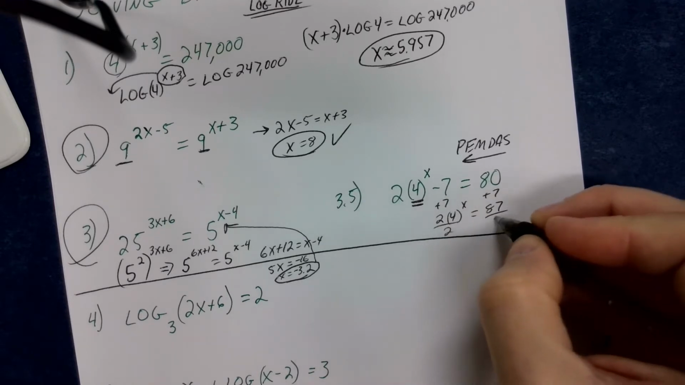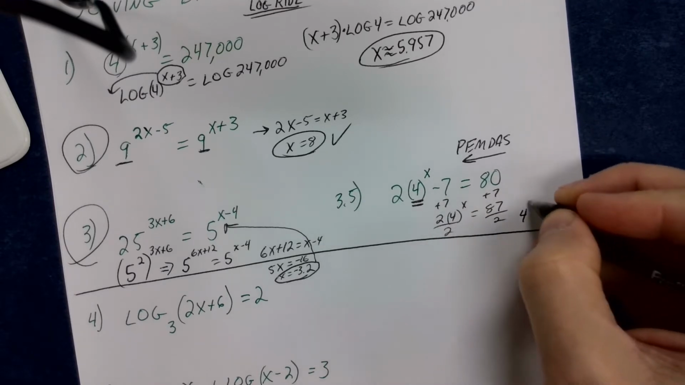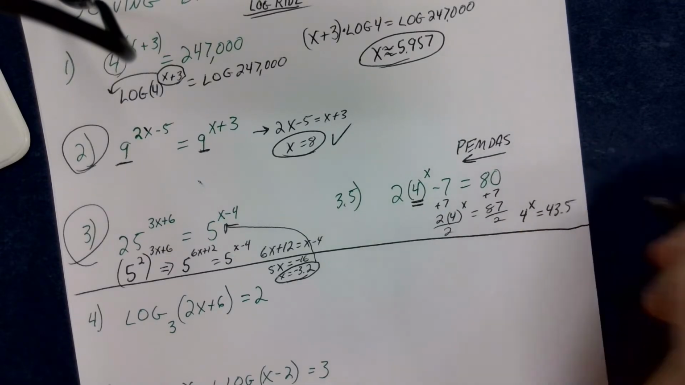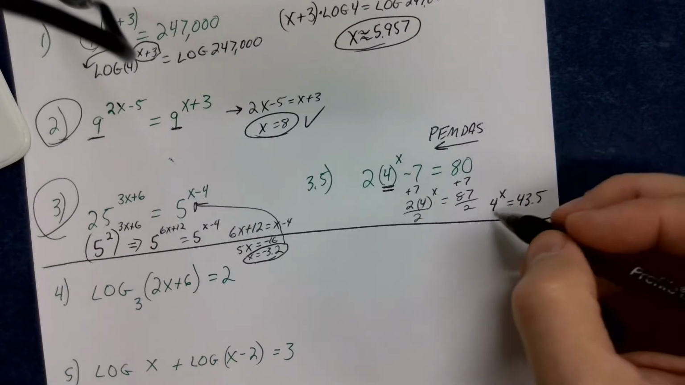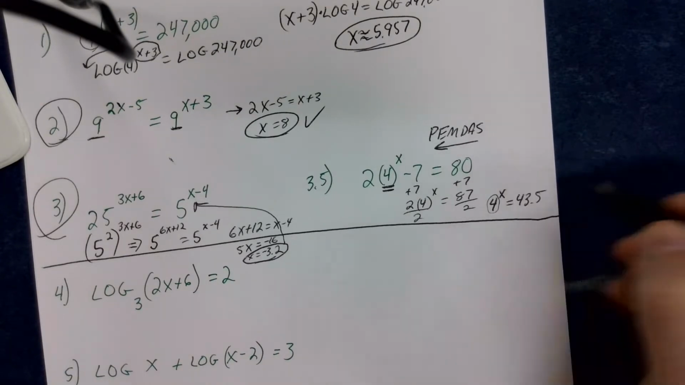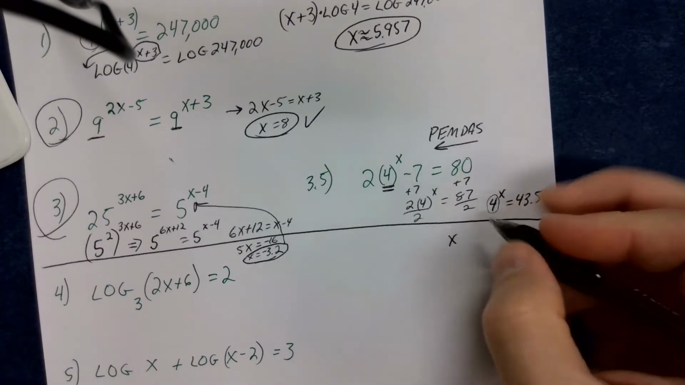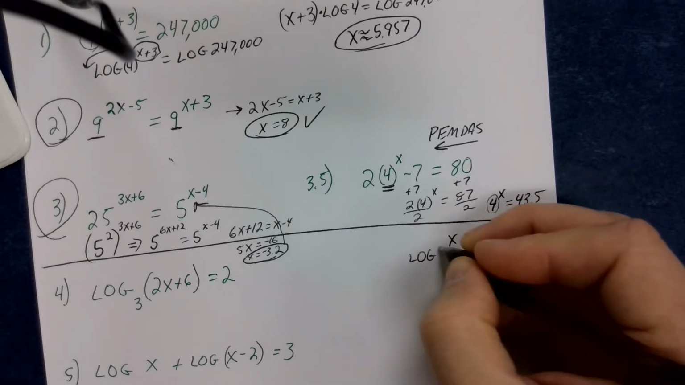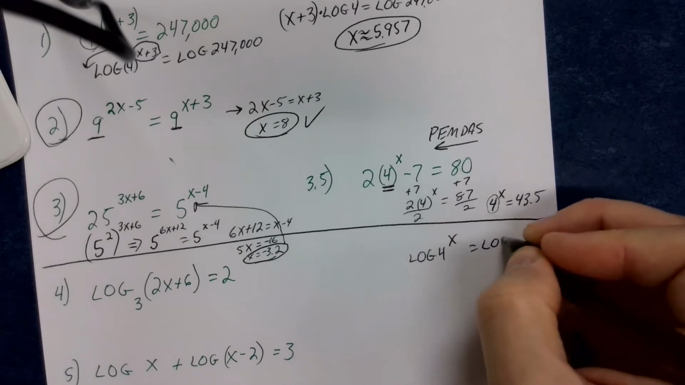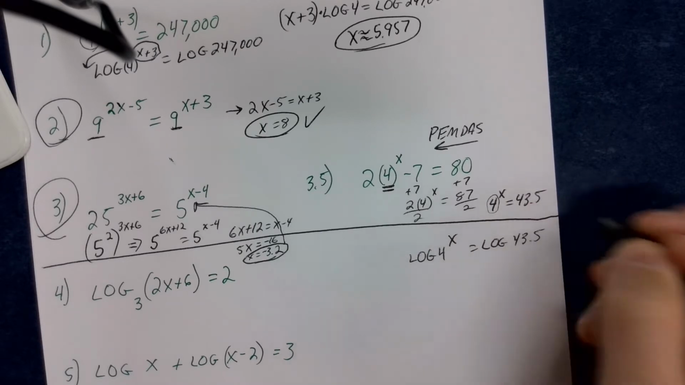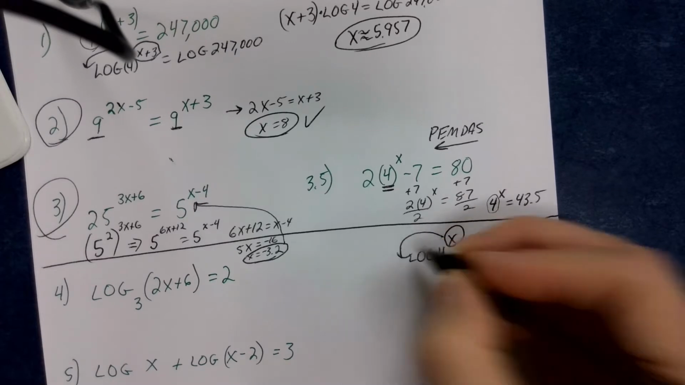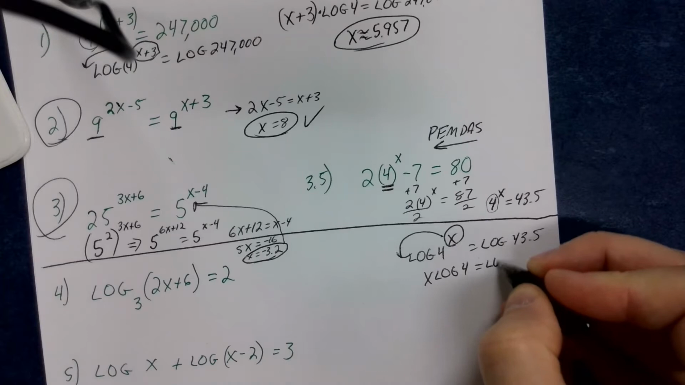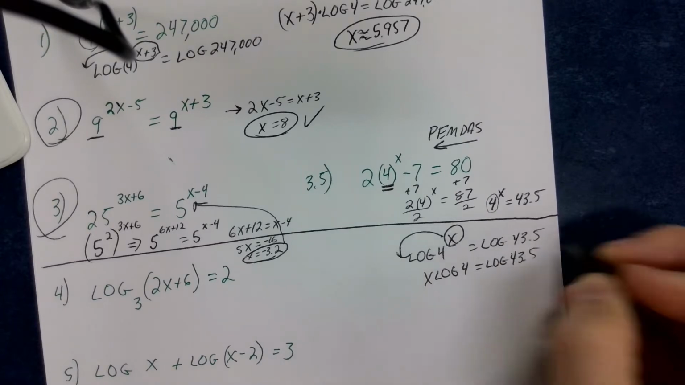Divide by 2, divide by 2. I get 4 to the x equals, is that 43.5? 43.5. And now I can log both sides because my base is all by itself. So I'll log both sides. Log of 4 to the x equals log of 43.5. Take my log right, because I can do that now. x log 4 equals log 43.5.